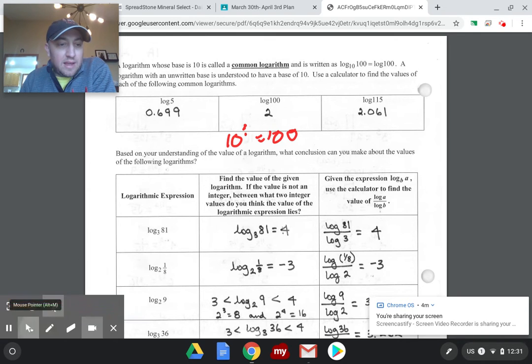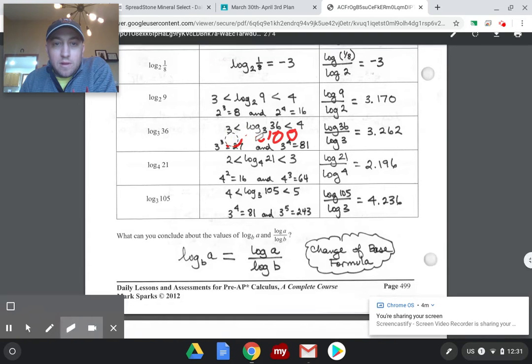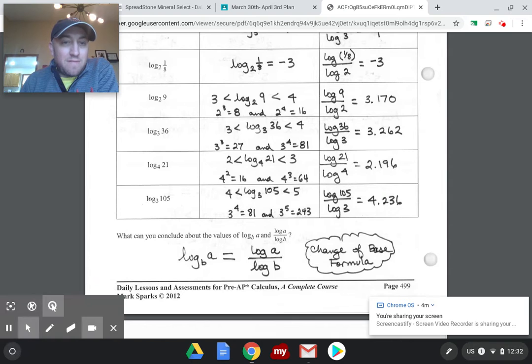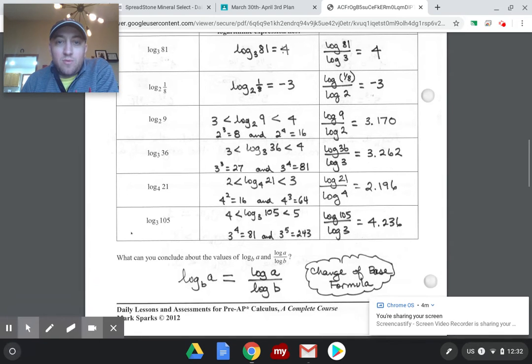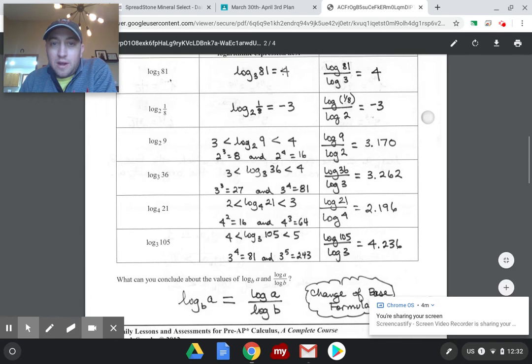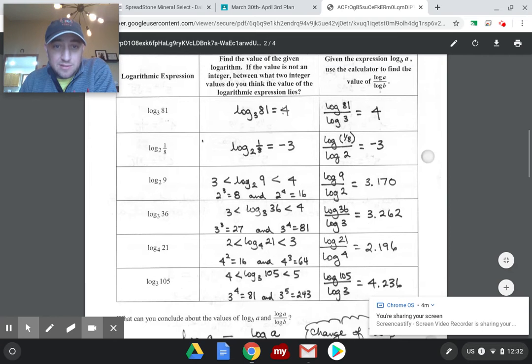This next section down here is one of the sections that shows up in your homework. They are asking you to estimate the value of a logarithm in between two integers, if you can. Like these first two, I don't have to estimate it in between two integers, because log base 3 of 81, if I think about that, 3 to what power is equal to 81? The answer to that is 4.